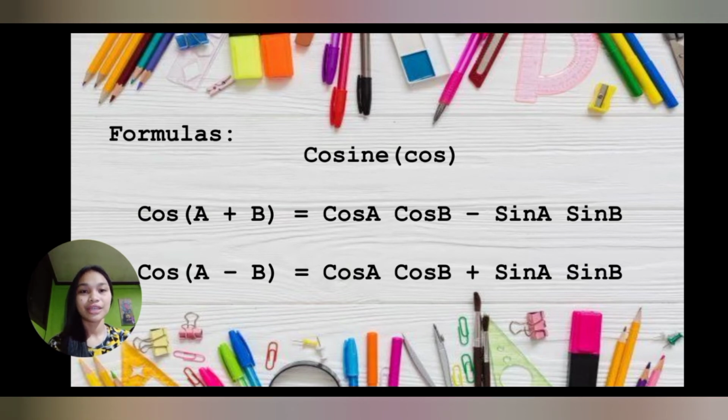We have two formulas, which are cos A plus B equals cos A cos B minus sin A sin B, and cos A minus B equals cos A cos B plus sin A sin B. A difference from the sine formula is that the signs are different. If we have the positive sign in the first line, it changes into the negative sign, and here our negative sign changes into the positive sign. So without further ado, let's start, and I'll give you some examples.